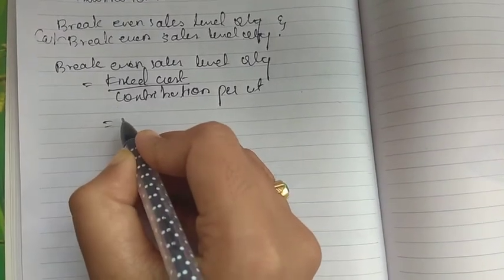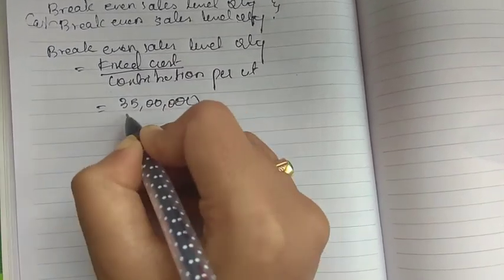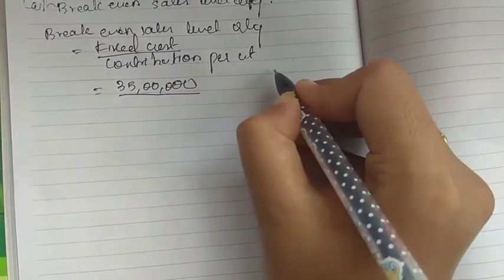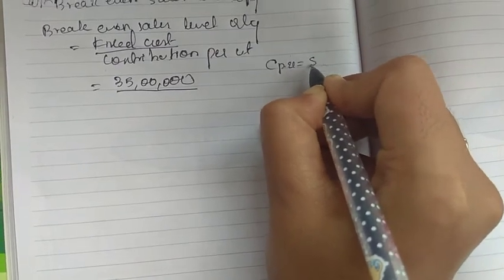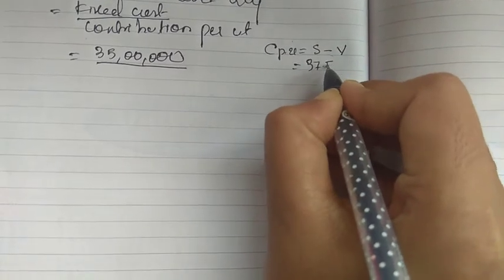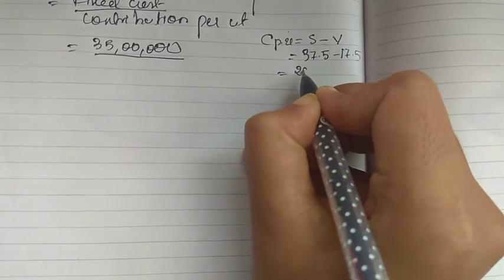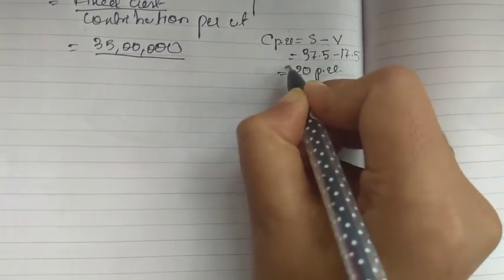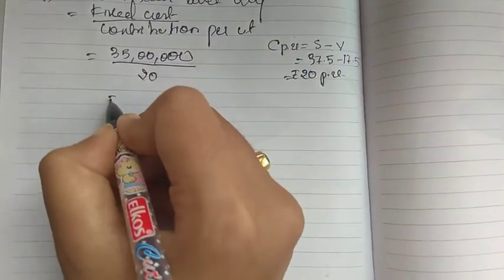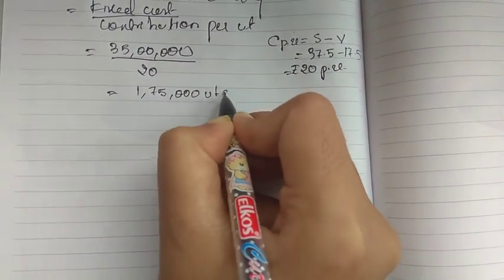Your fixed cost is given: fixed cost 35 lakhs, divided by contribution per unit, which we have to calculate. Contribution per unit is equal to sales minus variable cost. Sales is 37.5 minus variable cost 17.5, so that is equal to 20 rupees per unit. So contribution is 20. If we divide that, we'll get 1,75,000 units.